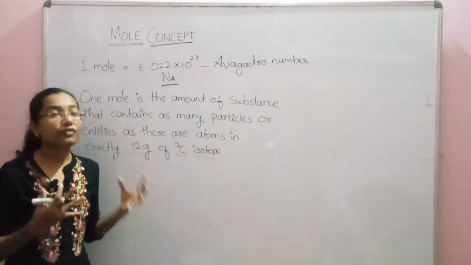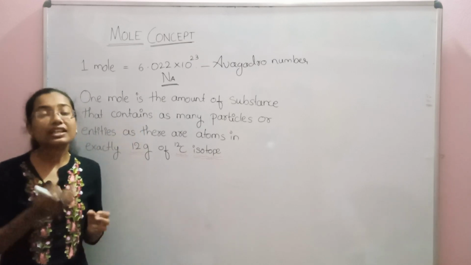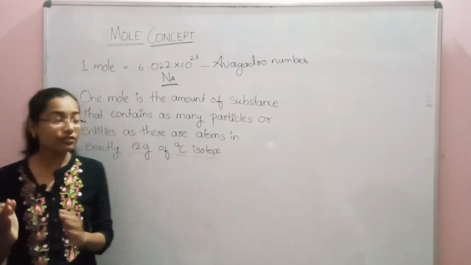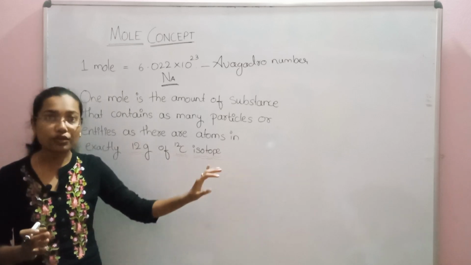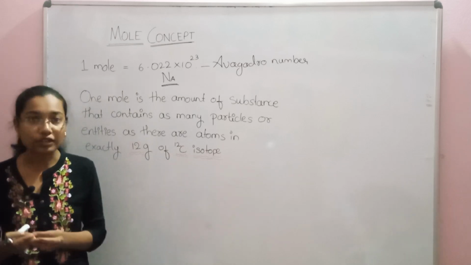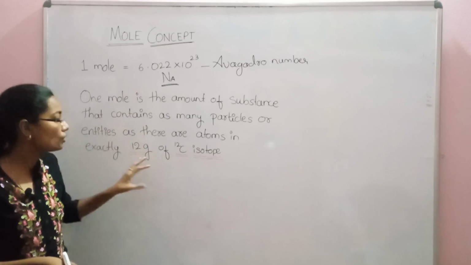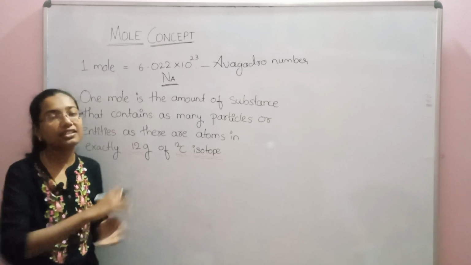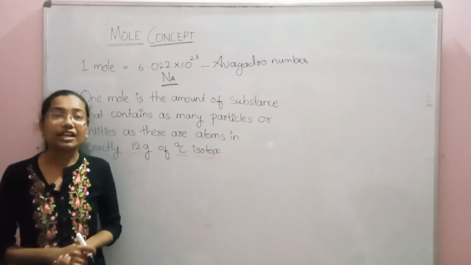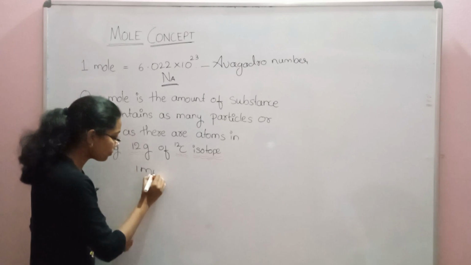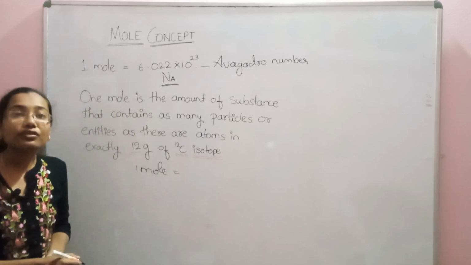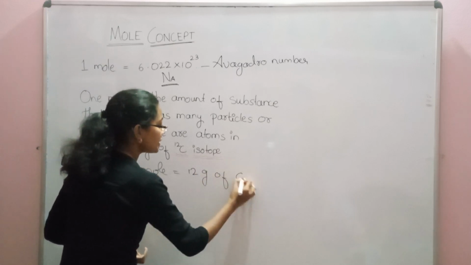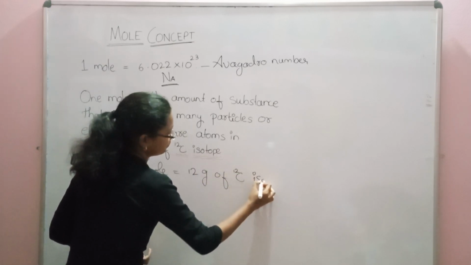It means 1 mole is equal to the number of atoms or entities present in 12 gram of C12 isotope. This is the meaning of 1 mole, and 1 mole is referred to 12 gram of C12 isotope. Here we have taken C12 as the standard, and 1 mole is always equal to the number of entities present in 12 gram of C12 isotope.